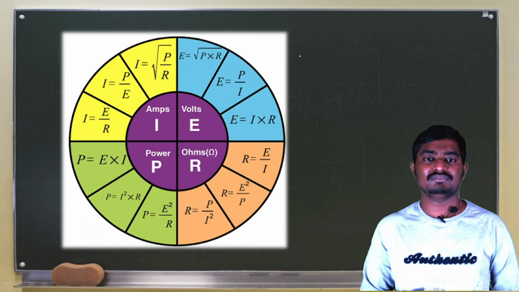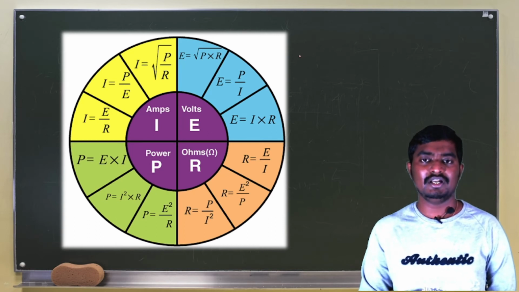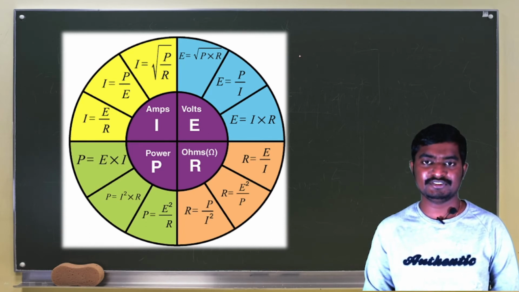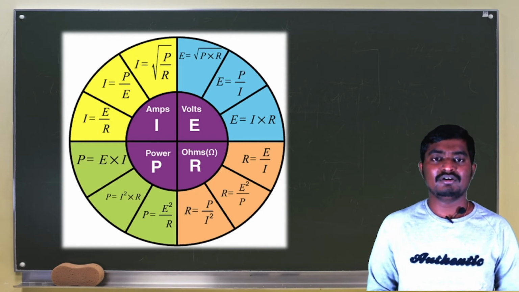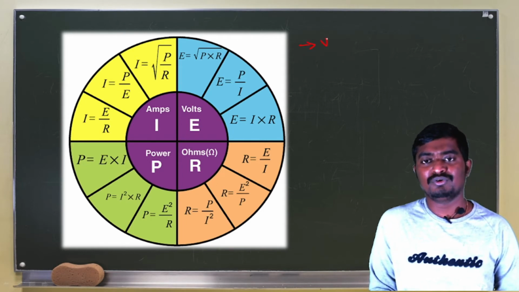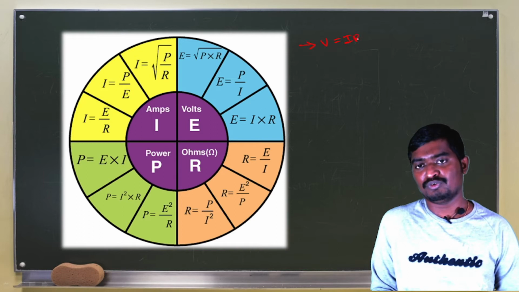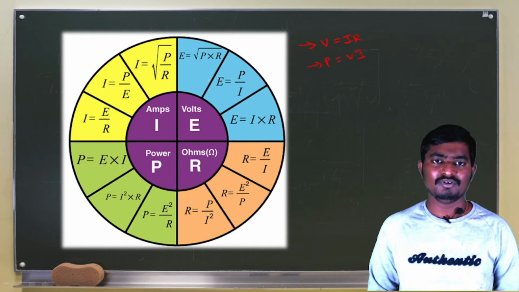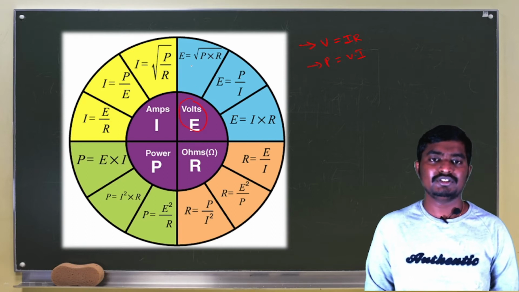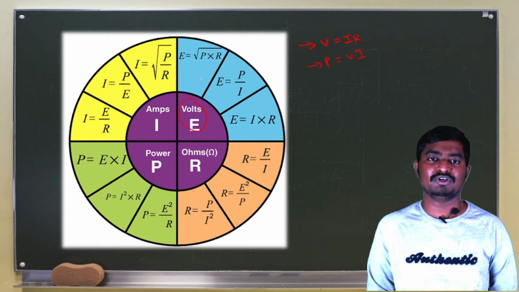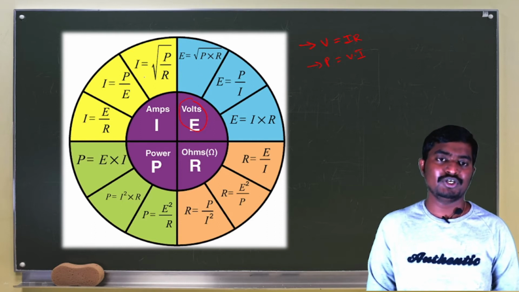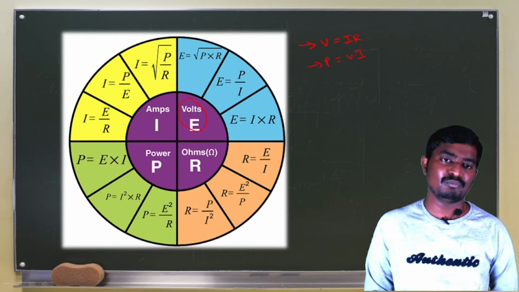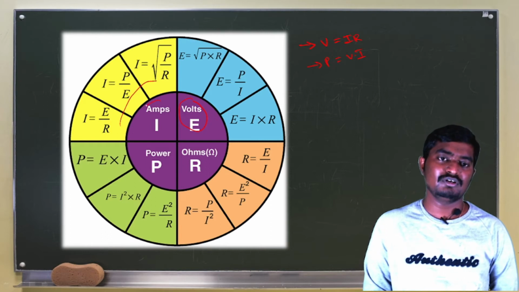This is the summary of formulas for voltage, current, resistance and power. This circle is drawn based on voltage V equal to I into R as per Ohm's law and power P equal to V into I. When we look into the first quadrant, these three formulas are responsible for the voltage. And when we look into the second quadrant, these three formulas are responsible for the current.